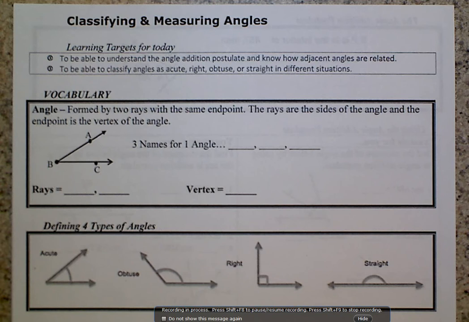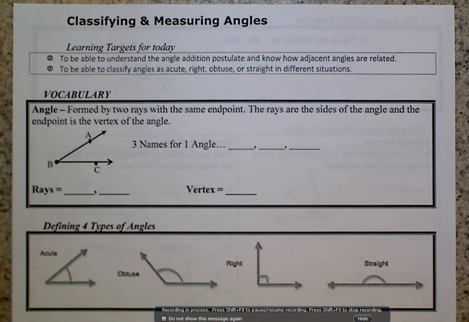Getting ready to talk to you today about classifying and measuring angles. So that's the topic for today. The two learning targets. The first one is to be able to understand the angle addition postulate and to know how adjacent angles are related. The angle addition postulate is very similar to what we did the other day with the segment addition postulate, so you'll see some similarities there.